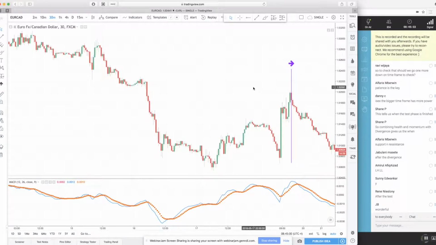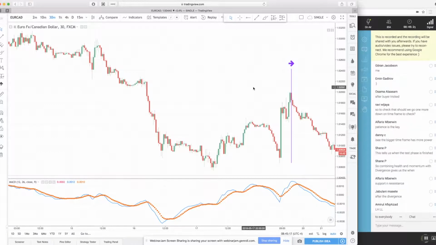How many of you guys had an aha moment so far? Making sense? Yeah, Osama, very good. You know, after the buyer is tricked, right? It's what's referred to as trap traders or the dumb money, etc. You know, however you want to call it.